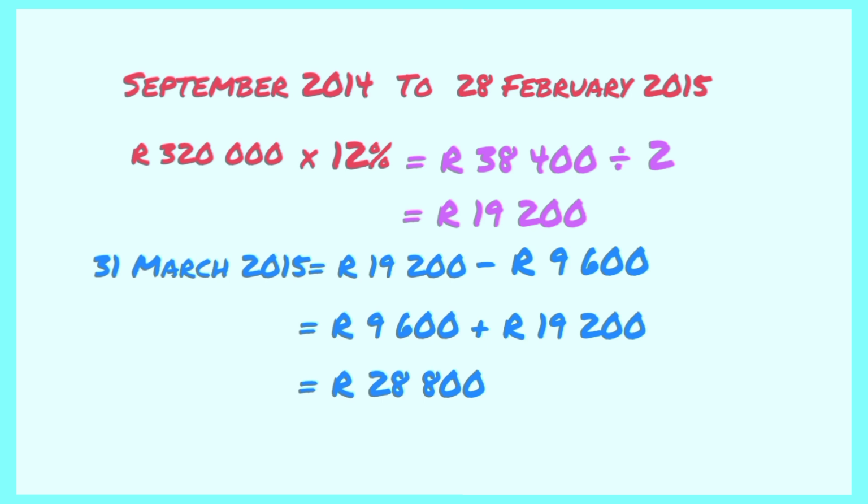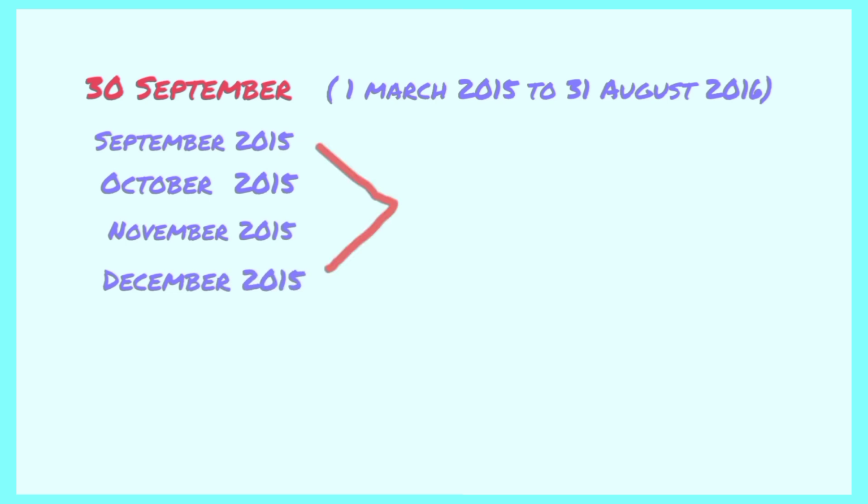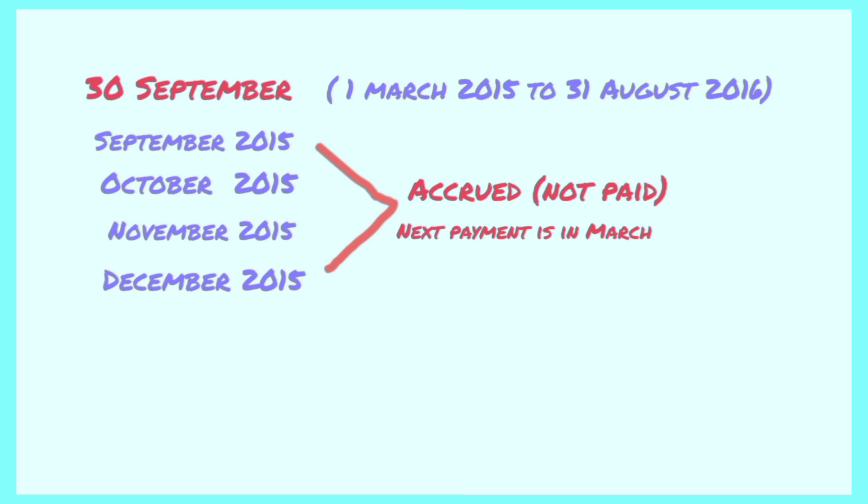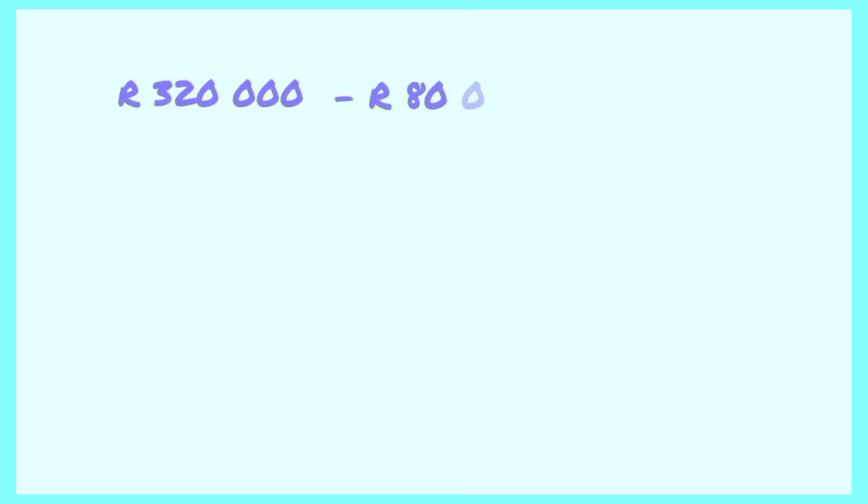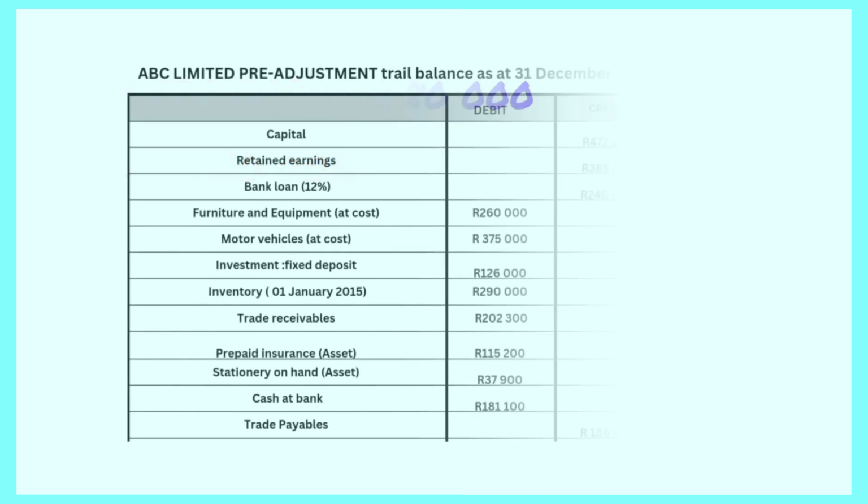Okay, so this last payment we made on 30 September covers 6 months from 1 March 2015 to 30 August 2016. September, October, November, and December. These 4 are not paid. They will be paid next year again in March, which makes them an accrued expense. So remember, end of September, we made a loan repayment of 80,000. So now the interest expense will be calculated on the outstanding loan balance. If you say 320,000 minus 80,000, the outstanding loan balance is 240. This one you see here on the trial balance.